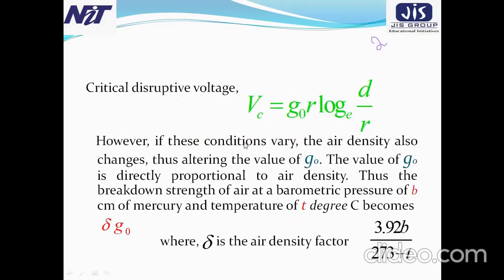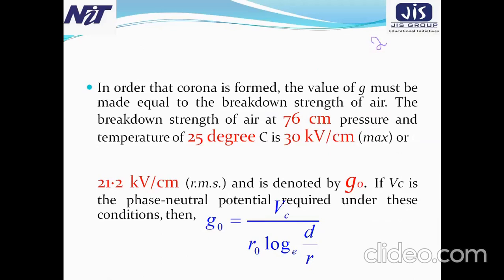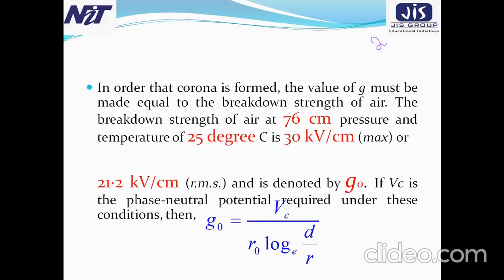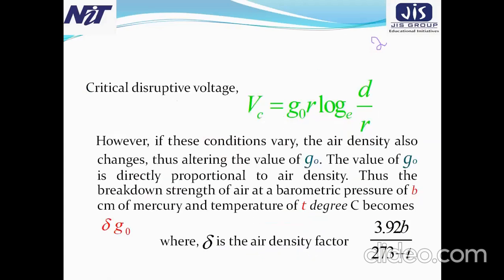Critical disruptive voltage Vc equals G0 r. From this equation of G, we can easily find the value of Vc, the critical disruptive voltage. V for voltage, C for critical. By simple multiplying, we find Vc equals G0 r log d by r to the base e.